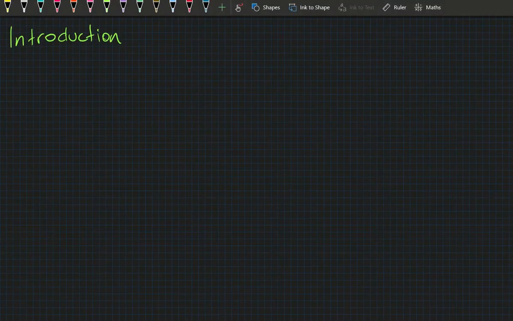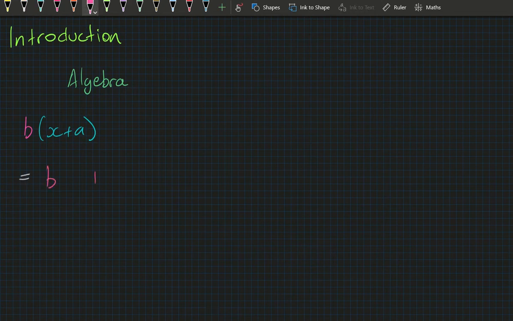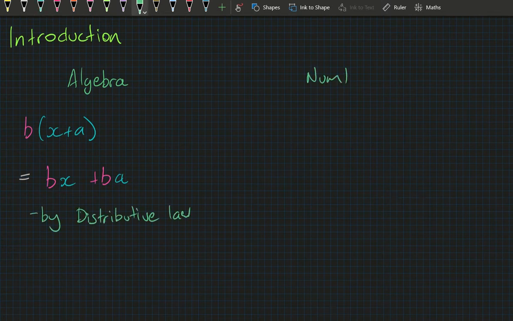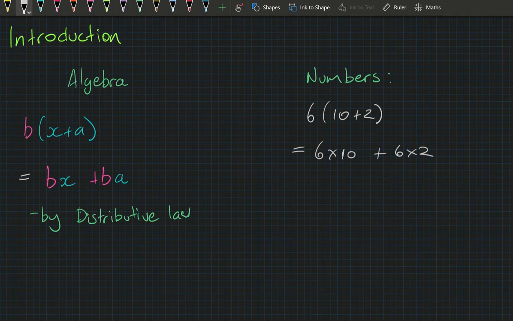You are already comfortable expanding algebra expressions, like b times x plus a. We just multiplied both elements inside the brackets with b. And so we now have bx plus ba, and we found this by using the distributive law. And a number version of this would be 6 times 10 plus 2, where we would multiply both the 10 and the 2 by 6, which gives us 60 plus 12, which is equal to 72.